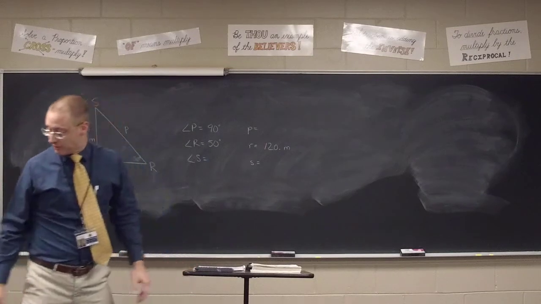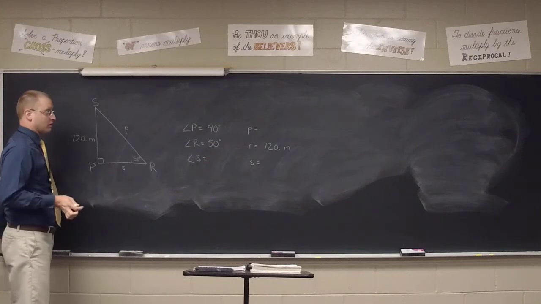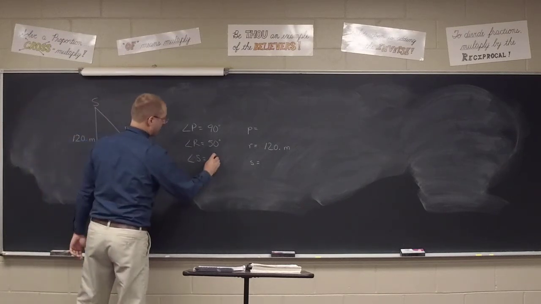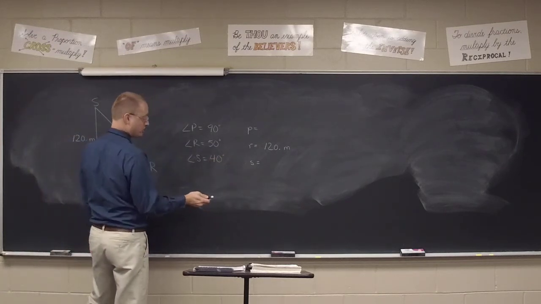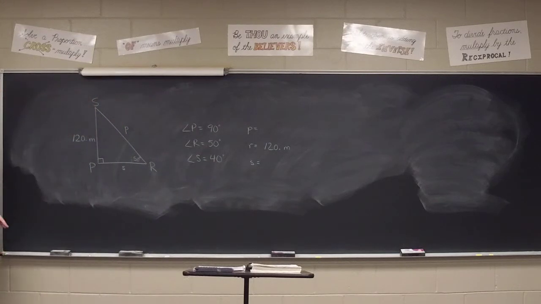All right, easiest thing to find is certainly missing angle S, class. 40 degrees. And we're rounding to the tens place here because we're doing subtraction, right? 90 minus 50 is 40, but it works out easily.